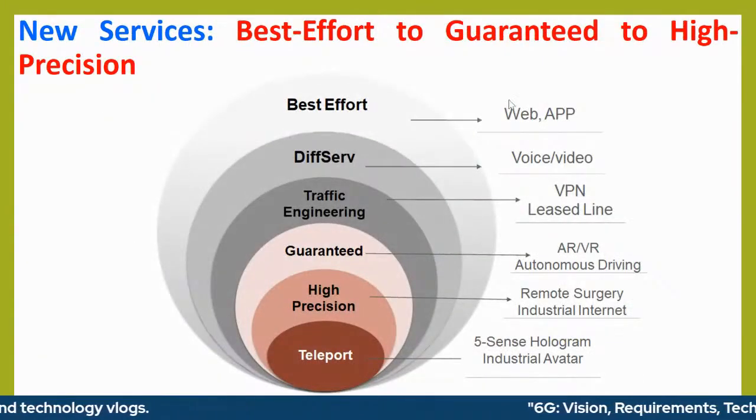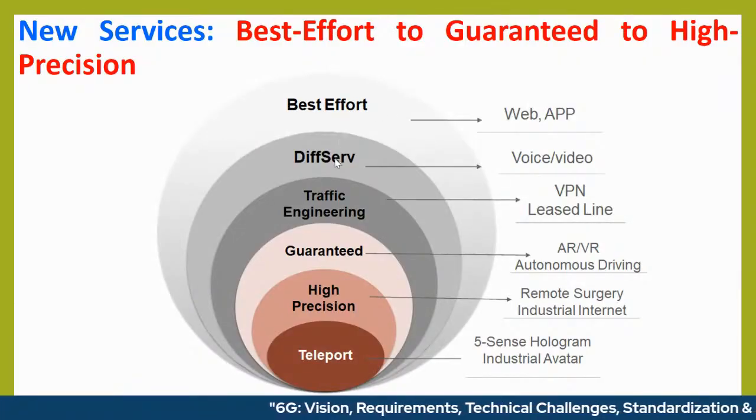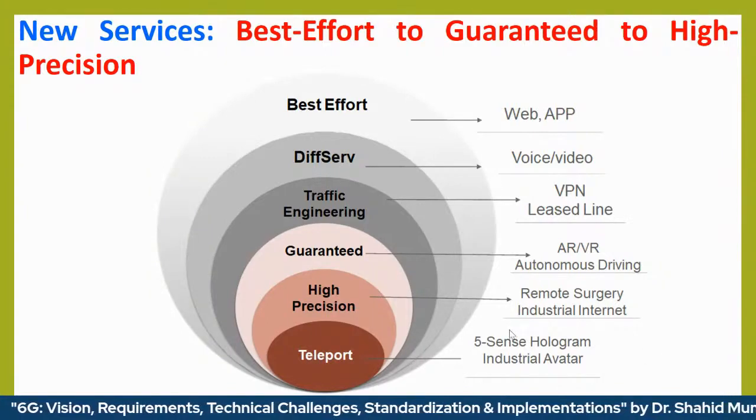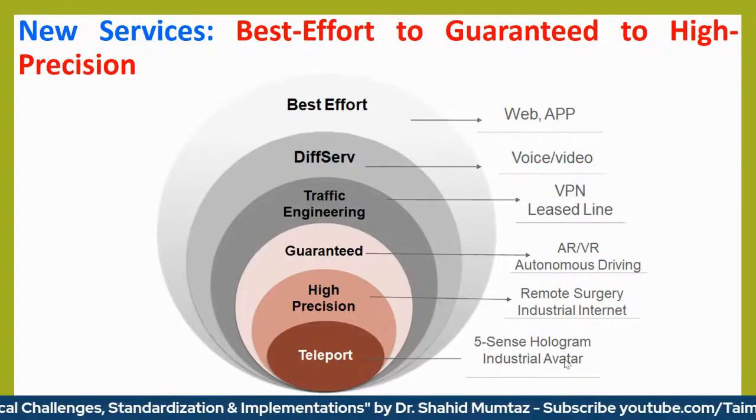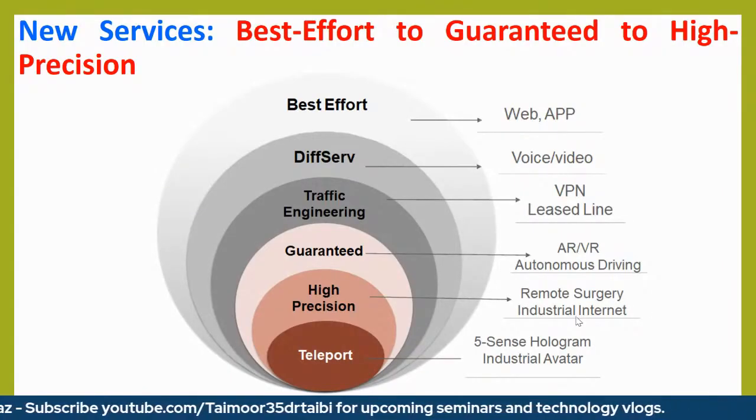And then services, let's talk about services. We started with the best effort services, then differentiated services, but now we are at teleport. This is quite important for 6G because we want to send 5 senses hologram over the internet with high precision. This is also happening in 5G, but not so frequently. But this will be a part of 6G as well, where you do remote surgery with very high precision.